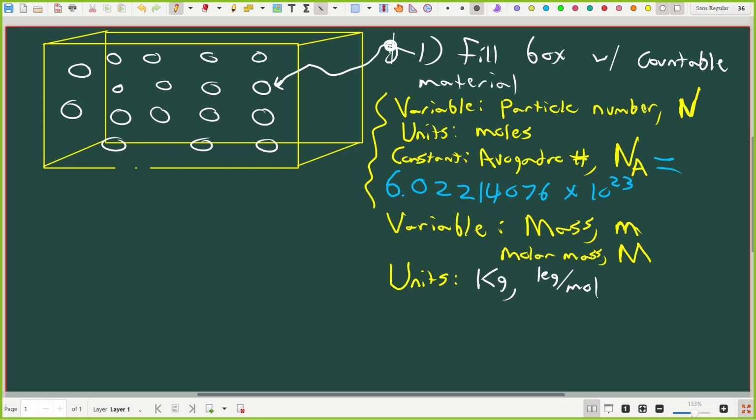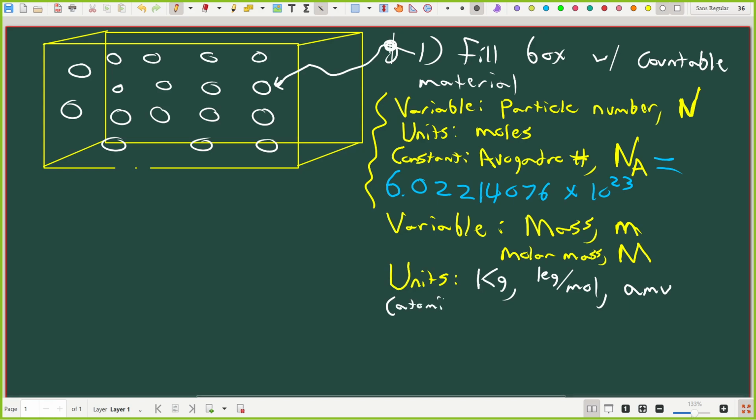Sometimes we're going to talk about a single particle. Kilograms per mole is not a particularly useful unit for that, because one atom doesn't weigh anything near a kilogram. But the number of kilograms in a mole is much closer to a kilogram. So that's another unit. Another unit we like to use is AMU, atomic mass units. AMU stands for atomic mass units.